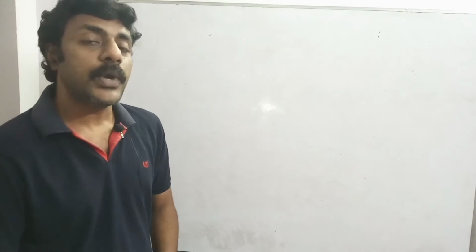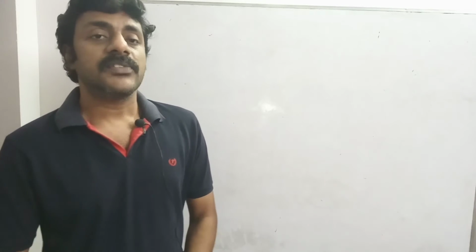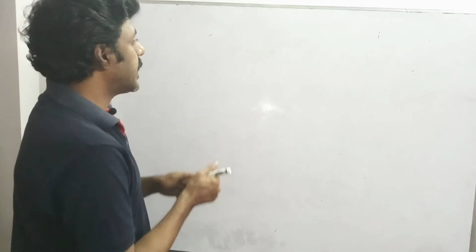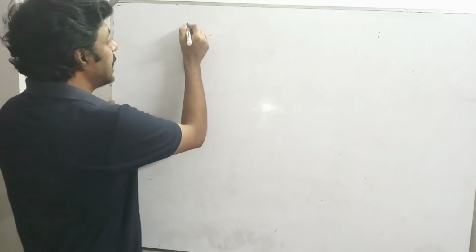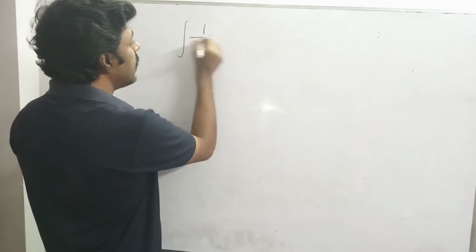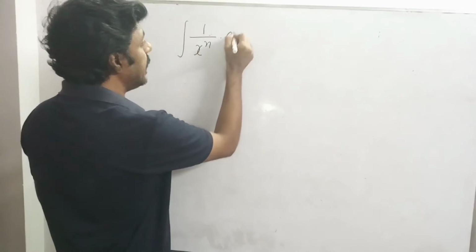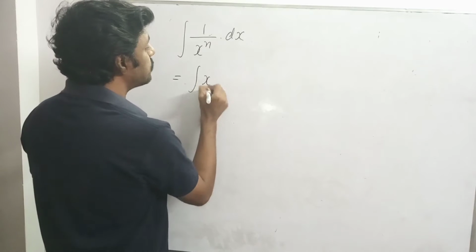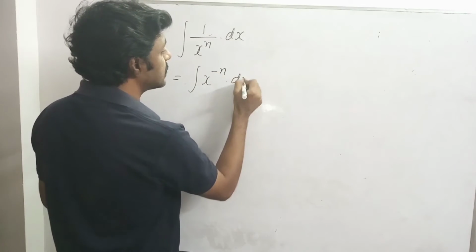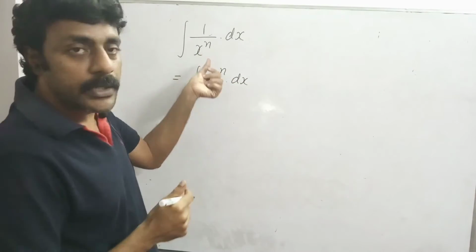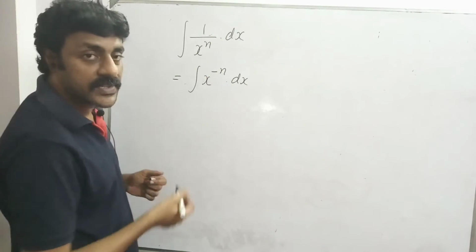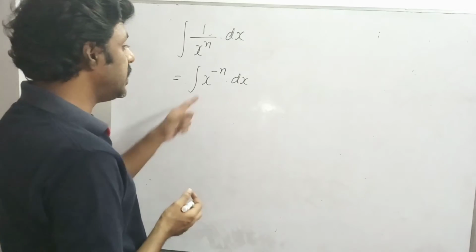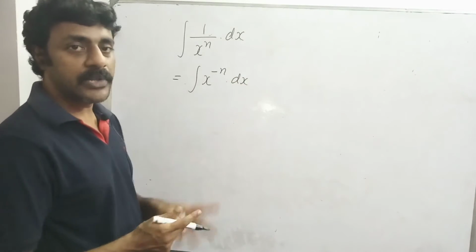So now let's get into an important result, that is integral of 1 by x power n into dx. Let's get the answer for that. That is integral of 1 divided by x power n into dx. So this will be nothing but integral of x power minus n into dx, because I am taking this x power n to the numerator, it will become x power minus n into dx. Now this indicates the formula integral of x power n into dx is nothing but x power n plus 1 by n plus 1 plus c.